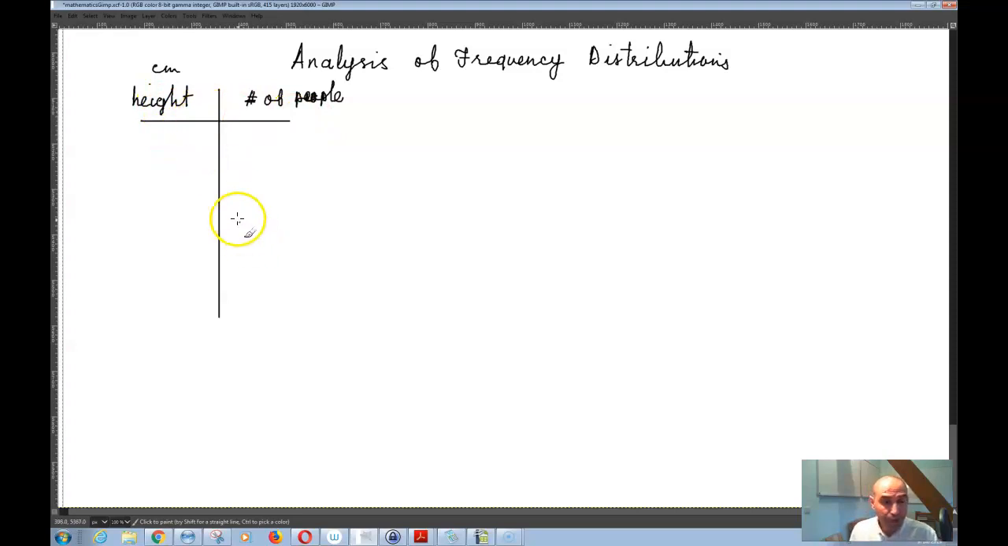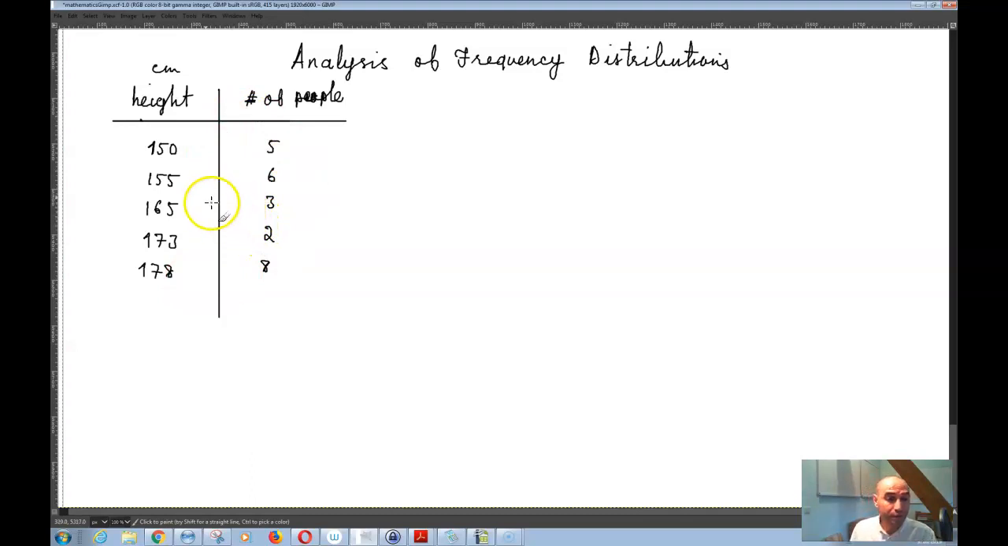So, for example, let's say that the height was 150, and the number of people who had this height was, for example, 5 people. 155, for example, 6 people. 165, for example, 3 people. 173, for example, 2 people. 178, for example, 8 people. And so on and so forth. So suppose that this is your data.